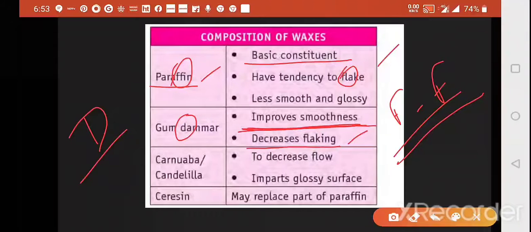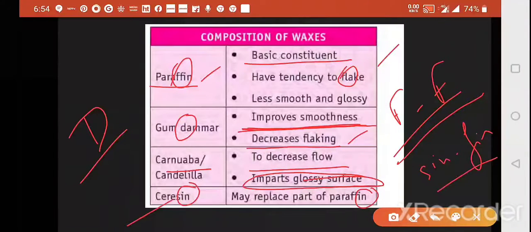Next is carnauba or candelilla, which is going to decrease the flow and to impart the glossy surface. So usually the question that comes is, which of the following imparts the glossy surface? You have to understand that it is carnauba or candelilla. And kerosene, you can remember SIN. It may replace the part of paraffin, FIN. So SIN and FIN. So you can easily remember kerosene.